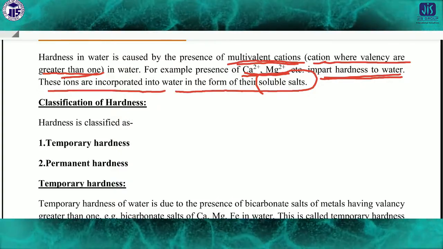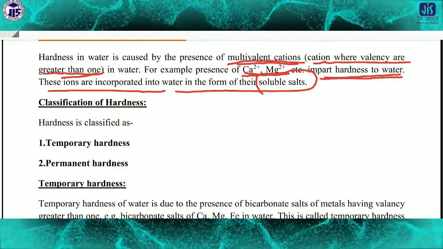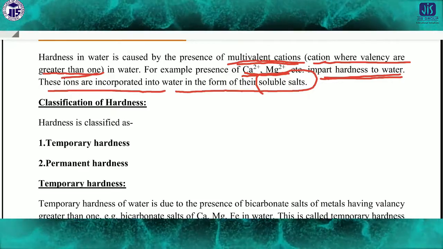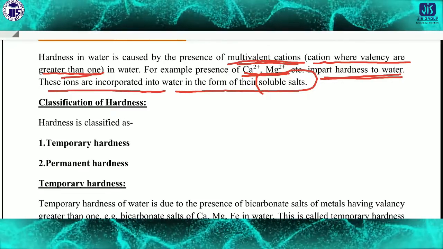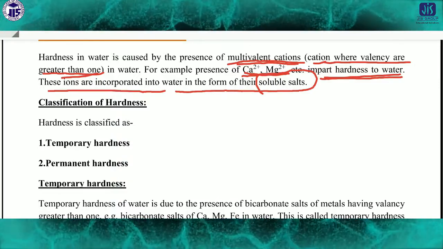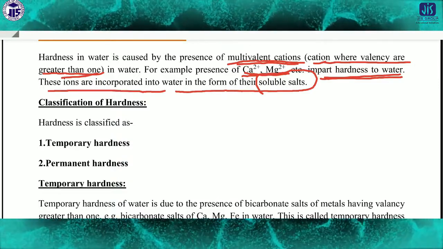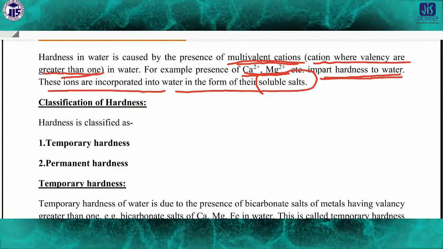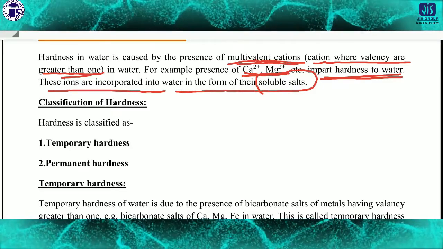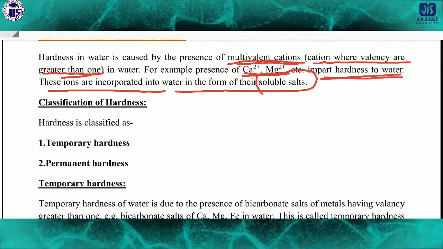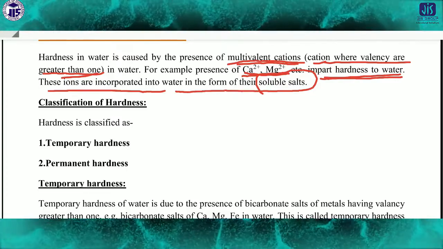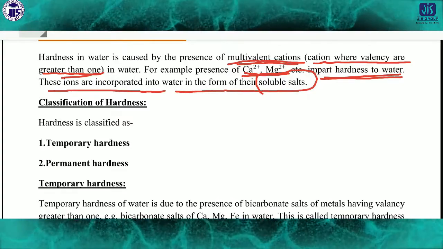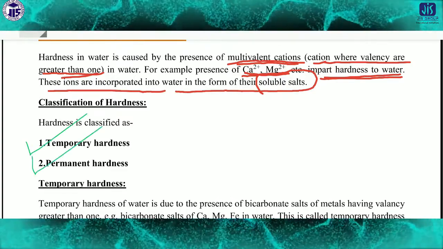Now you know that what I told you, generally iron is not considered in this case, but salts of calcium and magnesium are mainly responsible for this type of hardness. But depending on which anions, which salts are responsible, we can classify the hardness of water in these two ways. So the first one is the temporary hardness, and the second one is the permanent hardness.